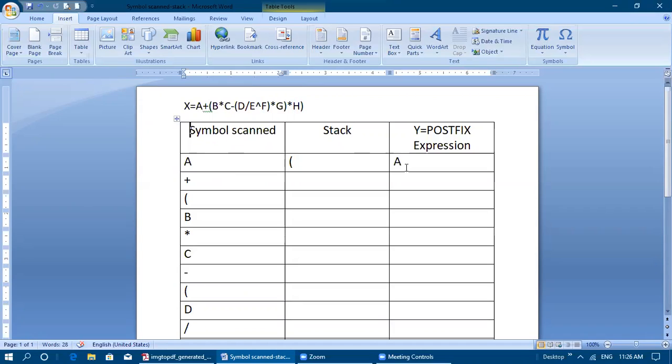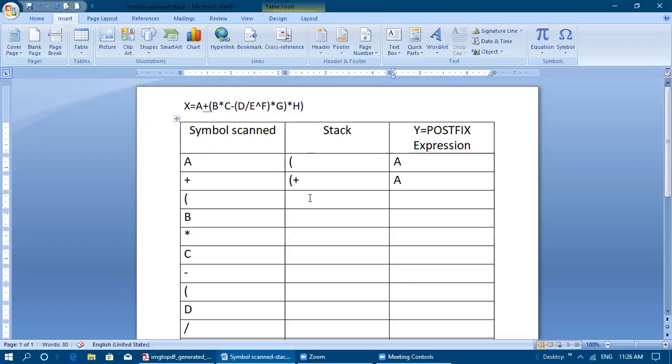So first the symbol scanned is a, that is written immediately. If an operand is encountered, write the operand into the y. Now, if an operator is encountered, it will be checked with the stack operator. There is no operator initially, so we can just add the plus after this opening parenthesis, because you need to remember it is like a stack only. So the plus is at the top of the stack now. Now y has only a.